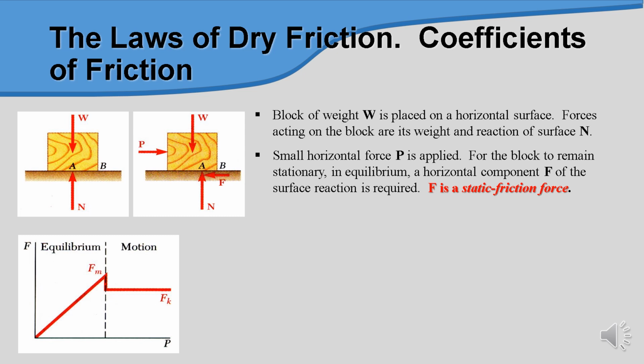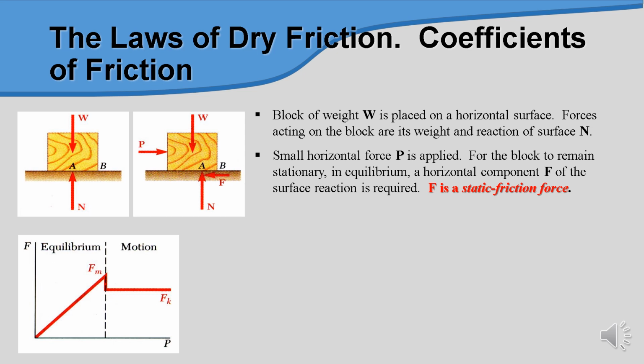A small horizontal force P is applied, as you can see from this diagram. For the block to remain stationary, there are several conditions. If P is less than the friction, the object will stay in place and not move. If P is equivalent to the static friction, it is about to move. And if P is greater than the static friction, the object will start to move.